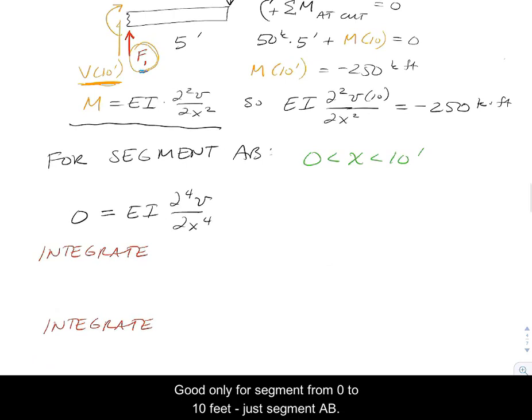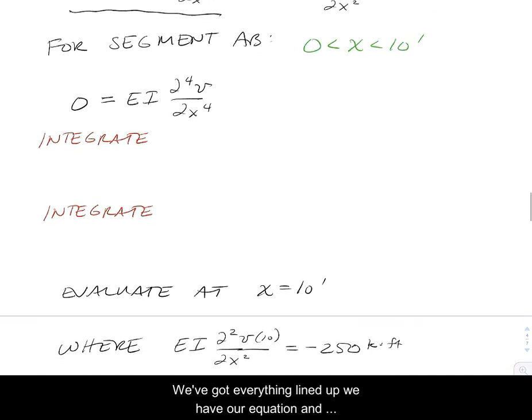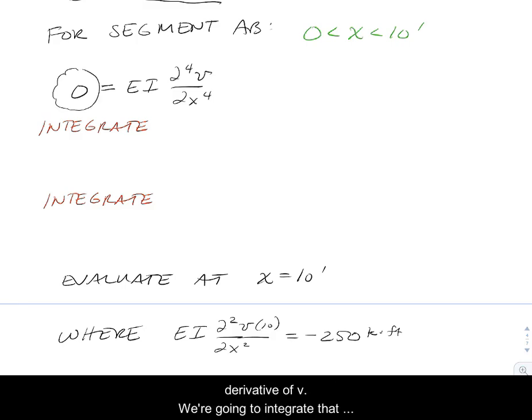So again, this is good only for the segment from 0 to 10 feet, right? Just segment AB. And now at this point, it just becomes a little bit of a math exercise here. We've got everything lined up. We have our equation. Right, there's our distributed load W, which is equal to 0. So I've moved EI to the other side times the fourth derivative of V.